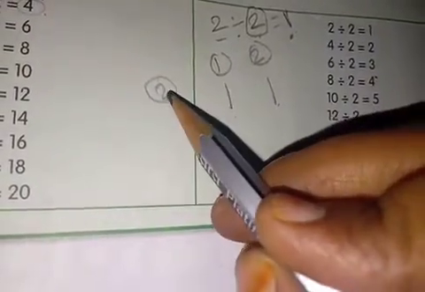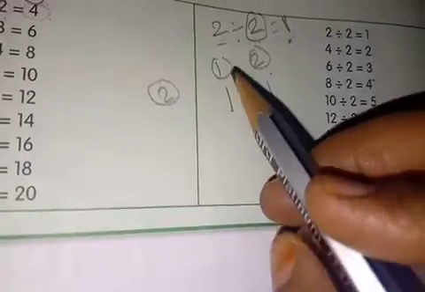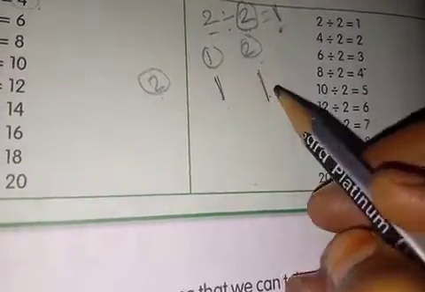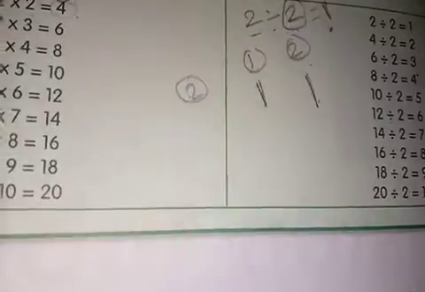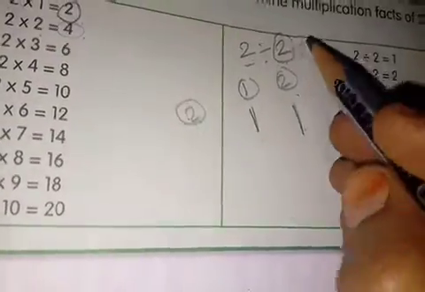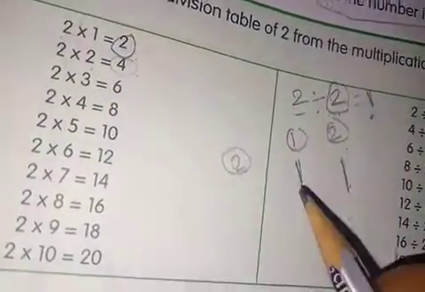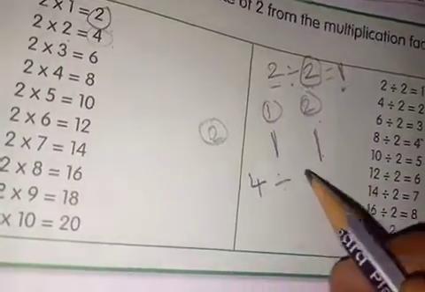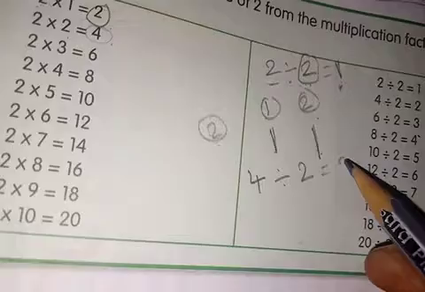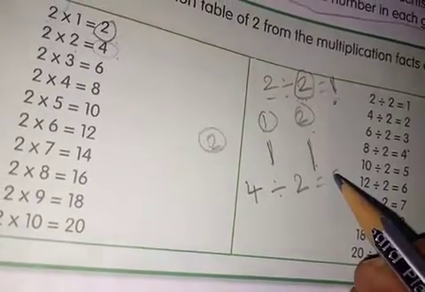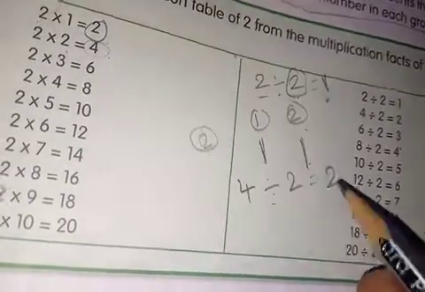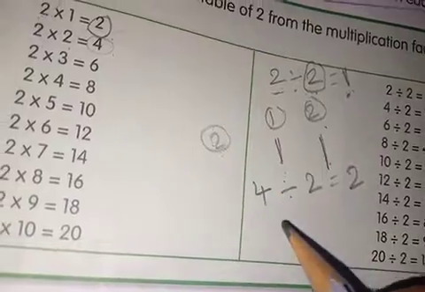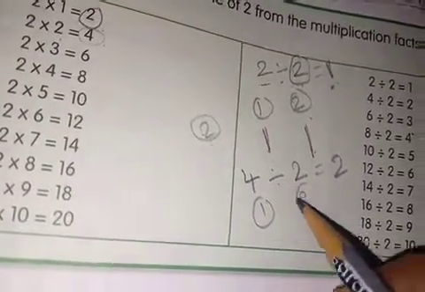So 2 things are there. I have to distribute these 2 things to 2 groups. I am giving one thing for each group. The 2 things are over. Anything else? Nothing is there. So this is the way. Again we have to see 4. So 4 divided by 2. 4 divided by 2 is equal to how much? 2 you will get.